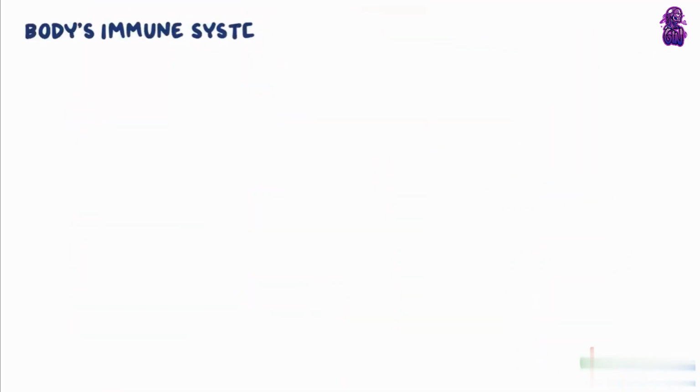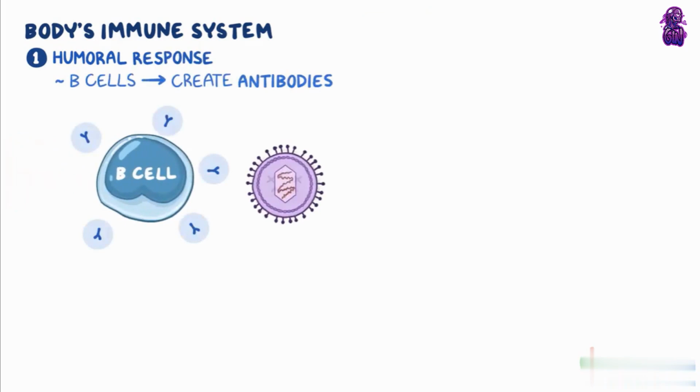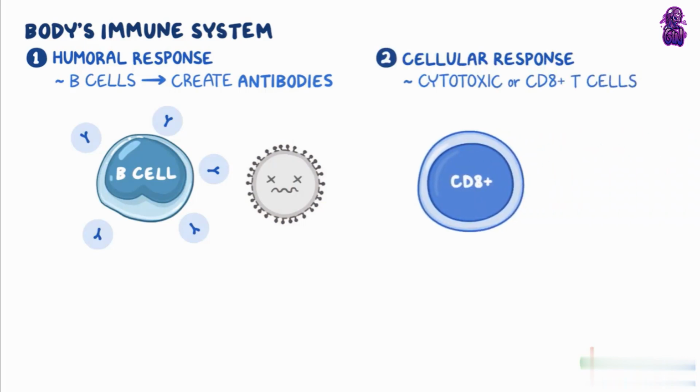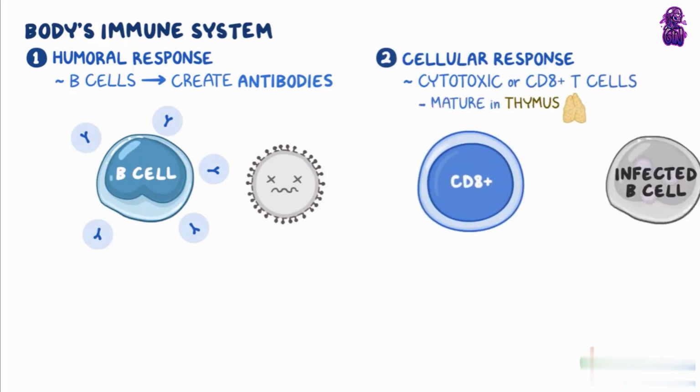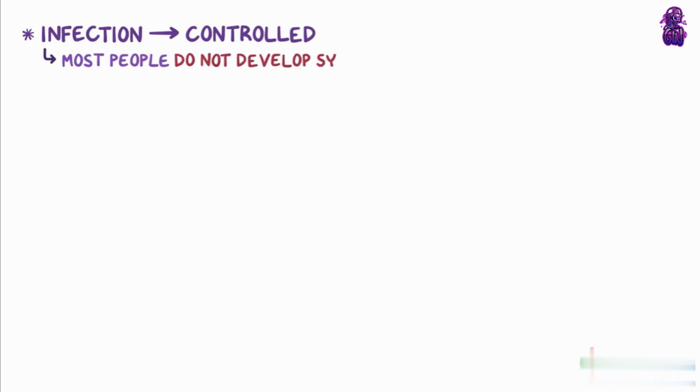The body's immune system reacts to the infection by mounting a humoral response, whereby the B cells create antibodies to fight off the virus, and a cellular response, in which cytotoxic, or CD8-positive, T cells, which are lymphocytes that mature in the thymus, work to kill the infected B cells. This limits their ability to continue to spread the virus throughout the lymphoid tissues, thus stopping the infection from spreading. Now, in most EBV-infected individuals, the infection is controlled, and as a result, most people don't develop symptoms.